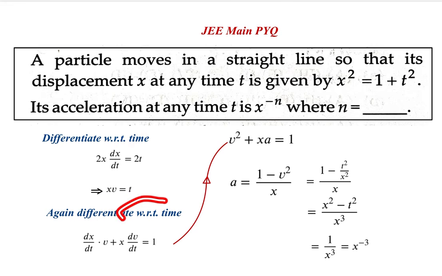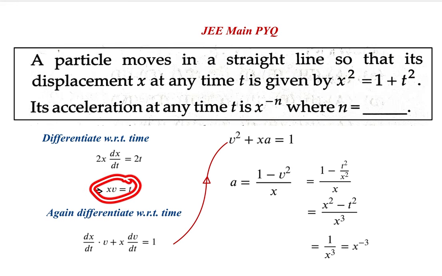Now again differentiate with respect to time. So we will apply the product rule on the left hand side. So we get dx by dt into v plus x into dv by dt, and the differentiation of t is 1. Now dx by dt is v, so this becomes v square plus x into a. So v square plus x into a equals 1. So from here we get a equals (1 minus v square) upon x.